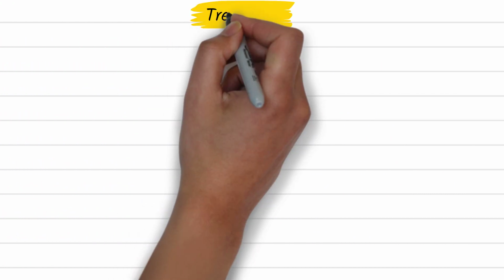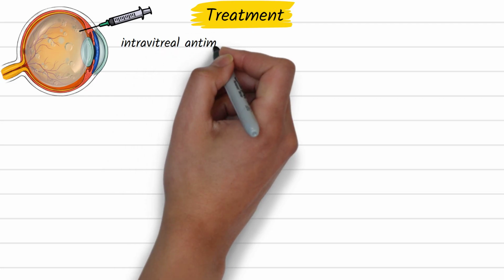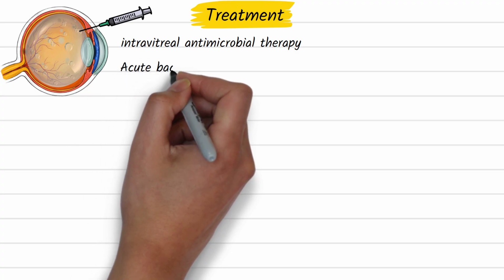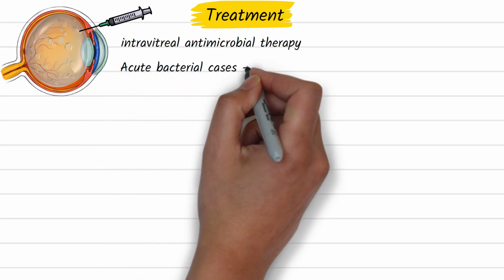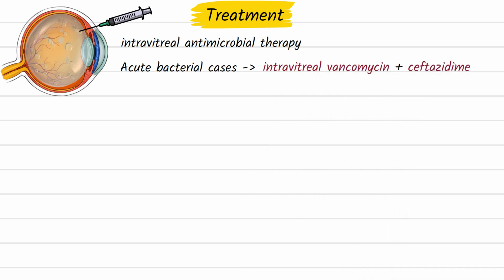Treatment is urgent and usually begins with intravitreal antimicrobial therapy because direct injection into the eye achieves concentrations that topical therapy alone cannot reliably reach in the vitreous cavity. In acute bacterial cases, empiric therapy commonly includes intravitreal vancomycin plus ceftazidime in order to cover a wide range of gram-positive and gram-negative organisms while culture data are pending.